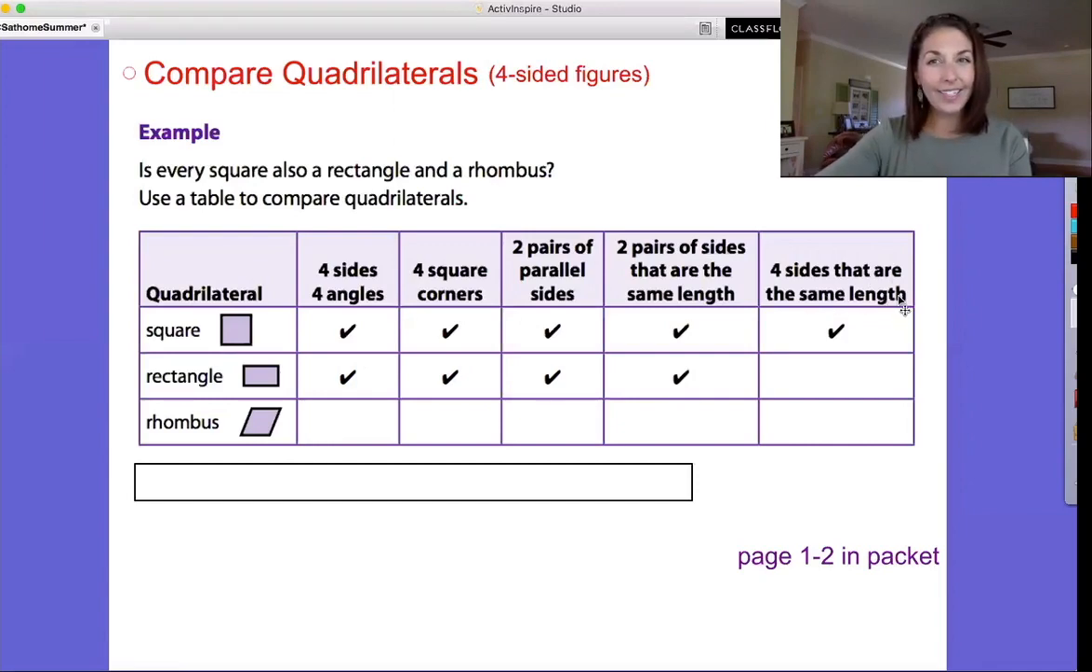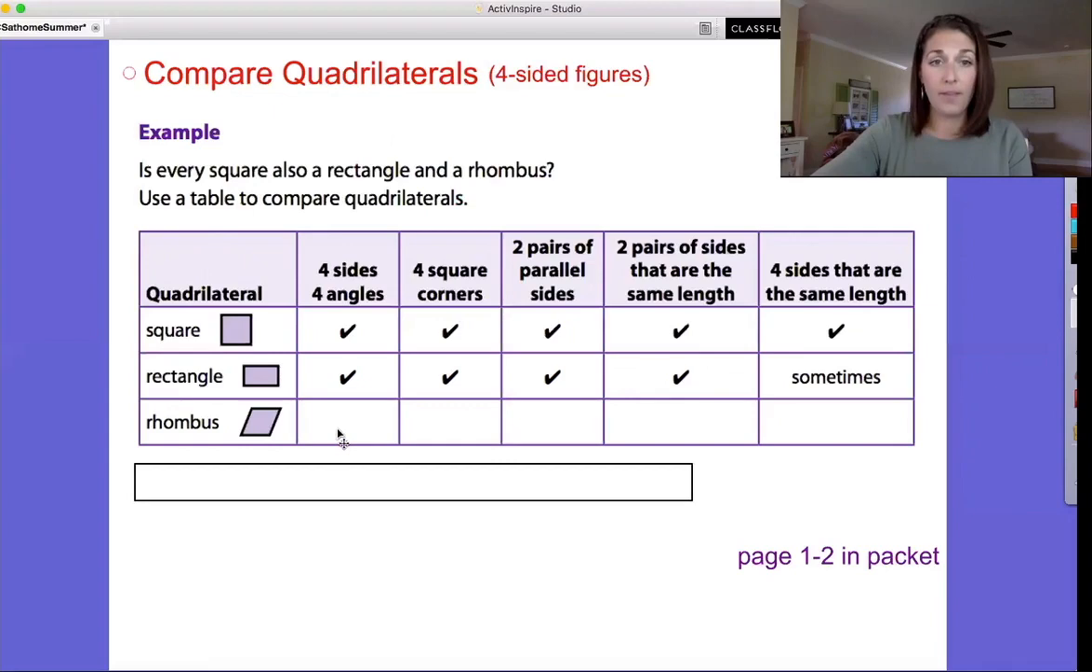This is where it gets a little tricky. So when I look at a rectangle, the definition of a rectangle tells me that I need to have 4 sides and 4 angles and 2 sets of parallel sides. There's not a specification on the lengths of the sides. Yes, if I saw 4 sides that were the same length, I would define it as a square. But sometimes a rectangle could have those 4 sides that are the same length.